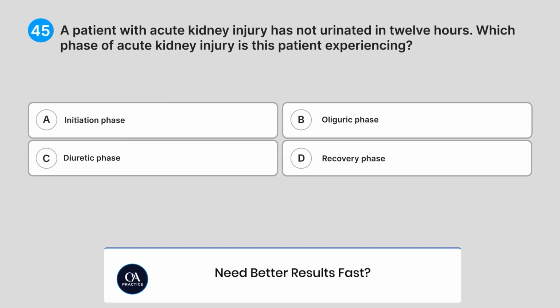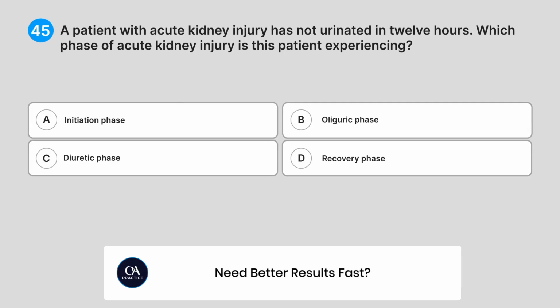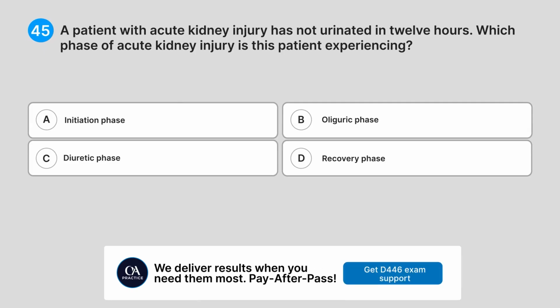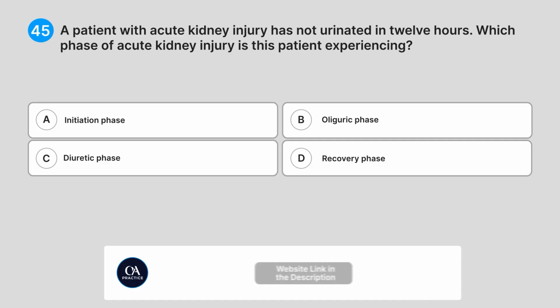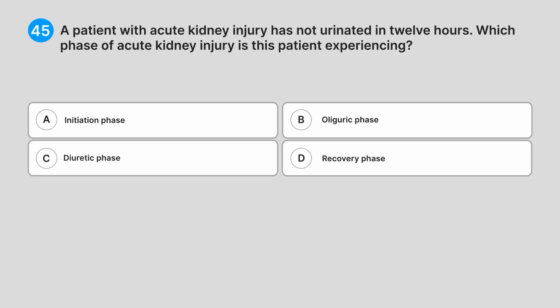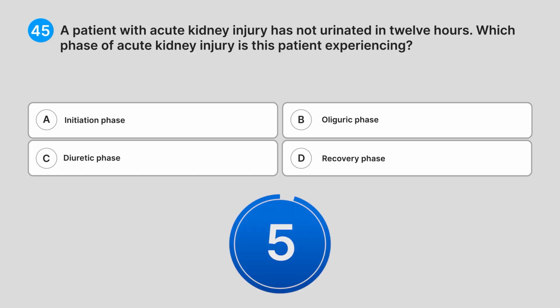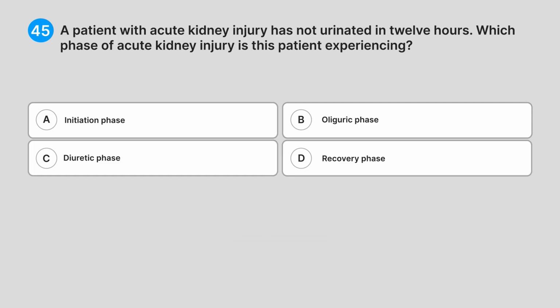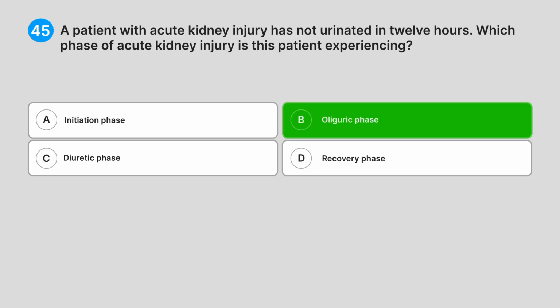45. A patient with acute kidney injury has not urinated in 12 hours. Which phase of acute kidney injury is this patient experiencing? A. Initiation phase. B. Oliguric phase. C. Diuretic phase. D. Recovery phase. Can you guess the answer? Correct answer, B. Oliguric phase.